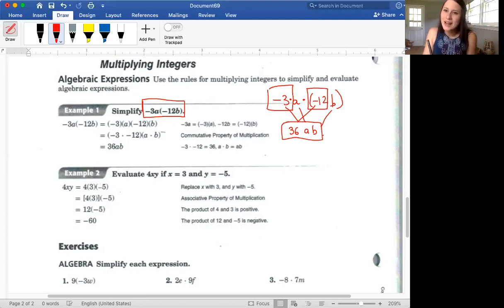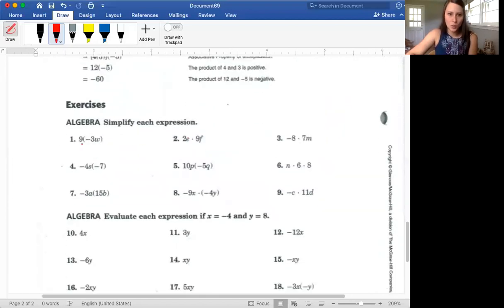Now, this isn't the actual answer because we don't know what a is and we don't know what b is, but we can simplify it and reduce it down to the least amount of numbers and variables as possible. So let's take a look at number 1. We're going to simplify these expressions. Notice it doesn't say solve because we can't actually find the answer, but we can simplify it, reduce it down to the least amount of numbers written and the least amount of variables appearing.